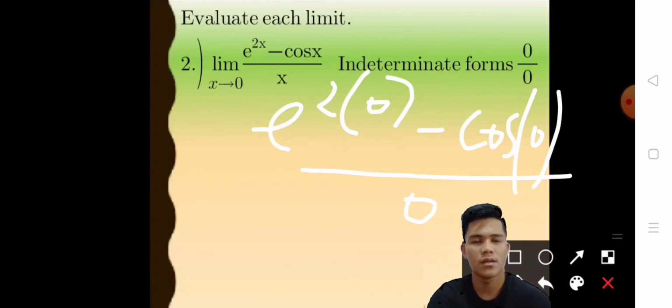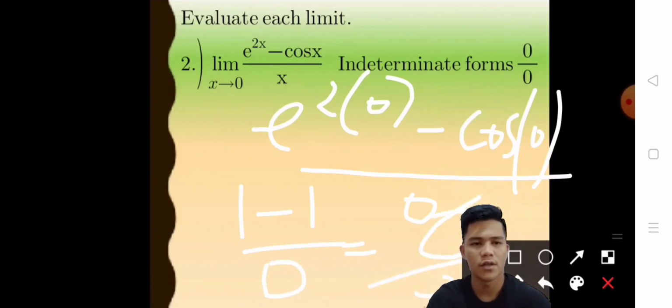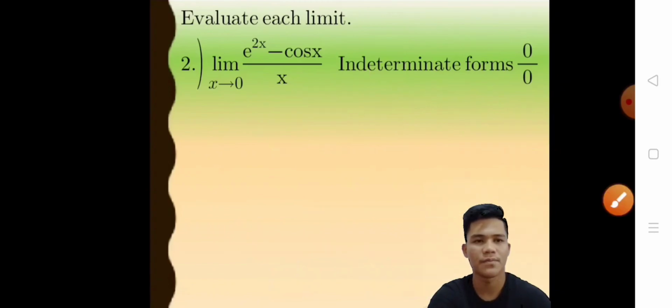So it is 2 times 0, which is 0. So e to the power of 0 is 1, and also the cosine of 0 is 1. So 1 minus 1 equals 0. So we have 0 over 0. So the given is an indeterminate form of 0 over 0.